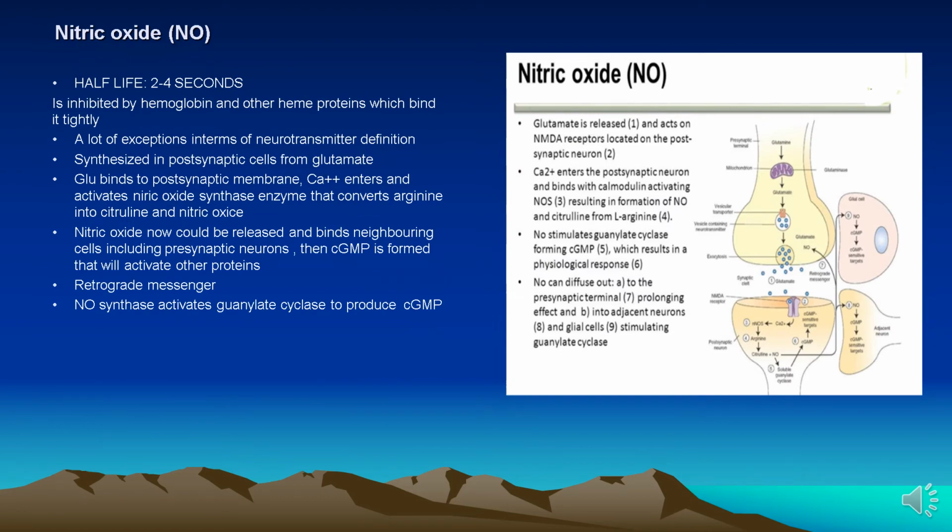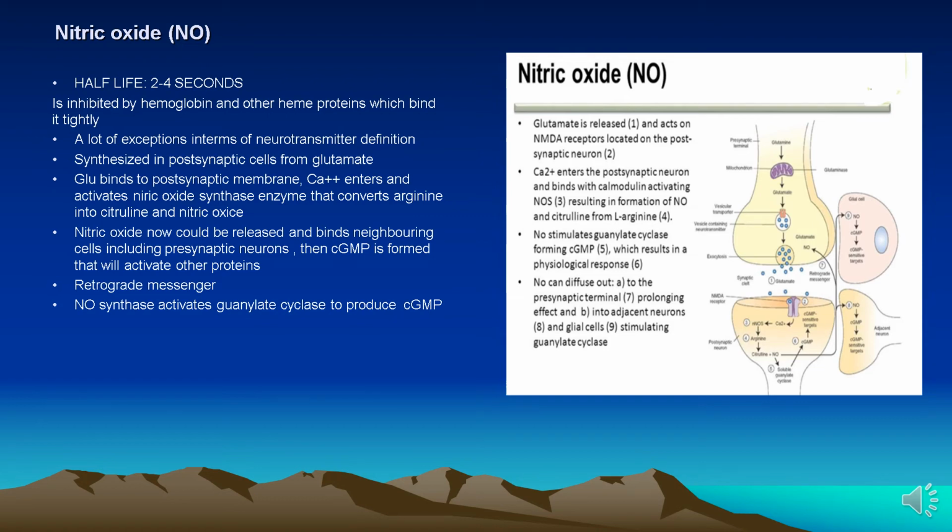And finally, it is the third category of neurotransmitters, gases, and the example here is the nitric oxide. As you see, its half-life is very short, 2 to 4 seconds. It is inhibited by hemoglobin and other heme proteins.